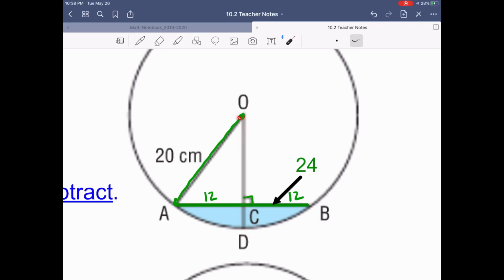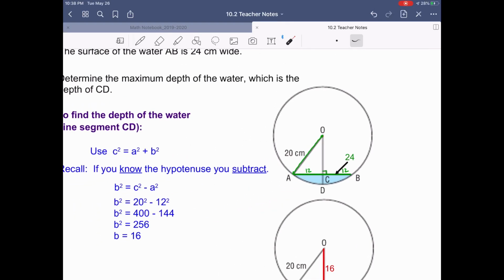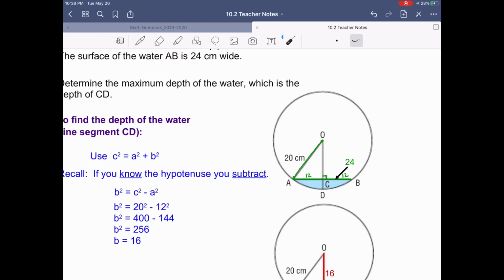Well, if we find this side right here, we know that from O to D, this whole thing is a radius, right? Because it's from the center to the edge. If we find this part, then we can subtract it from the radius to find the depth of the water. So that's how we're going to go about solving it. So we're going to do Pythag in order to find from O to C.